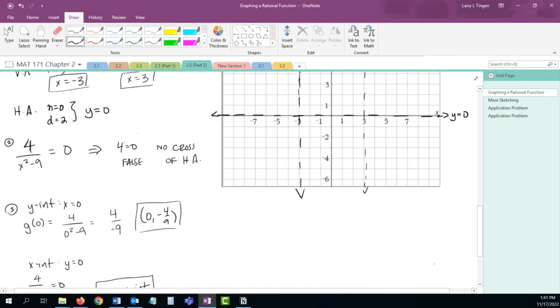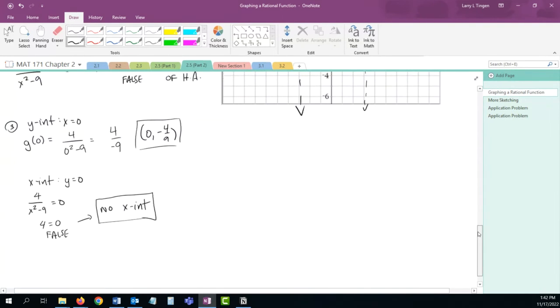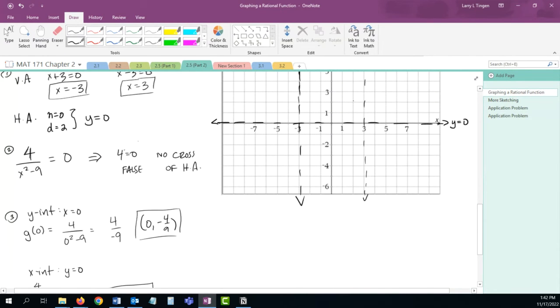Well, take a look at the graph and think about that. If I never cross the horizontal asymptote of y equals 0, then I'll never have an x-intercept. Does that make sense? Both those things have to be true, right? If it never crosses the horizontal asymptote, I never have an x-intercept. If I don't have an x-intercept, I can never cross the horizontal asymptote. So it makes sense that those two things would carry over. So I got the point 0, negative 4/9. So 0, negative 4/9 is going to be somewhere in here.